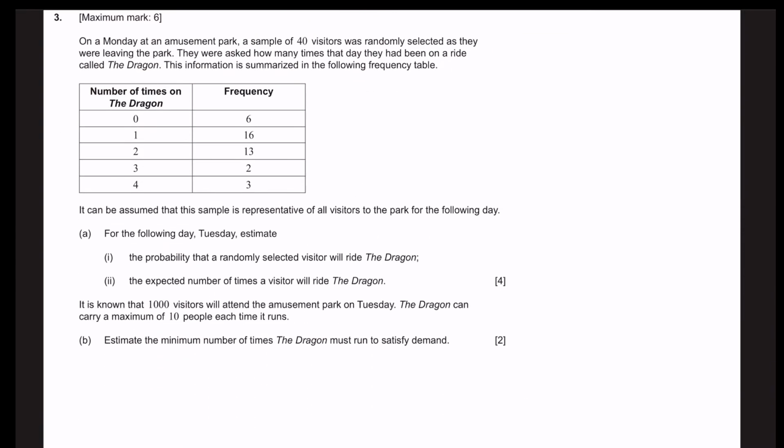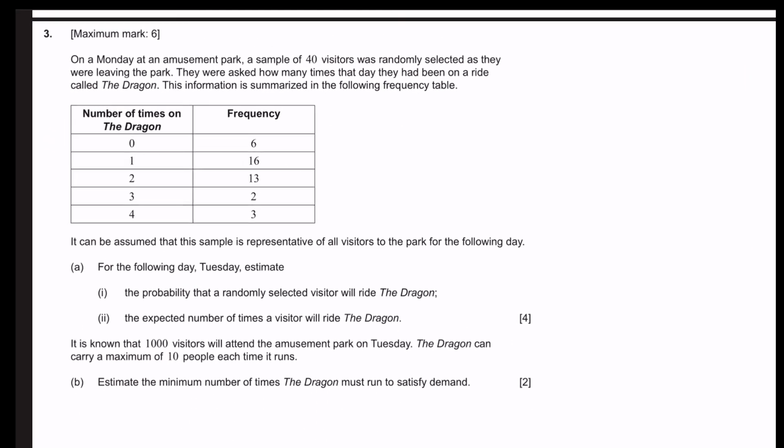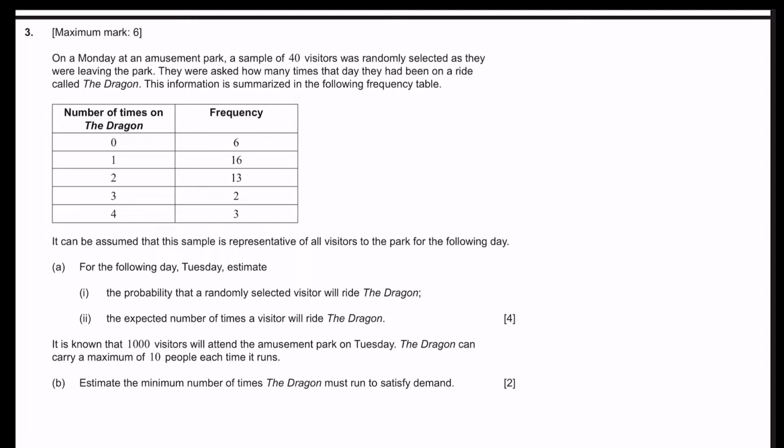Now if we move on to question 3, we have a question on probability. Pretty nice question. On a Monday at an amusement park, a sample of 40 visitors was randomly selected as they were leaving the park. They were asked how many times that day they had been on a ride called the Dragon. Information is summarized in the table. On the left column, you have the number of times they have taken the ride, and the frequency, like how many people. So for example, here 13 people have taken the ride twice, 3 people have taken the ride 4 times, and so on.